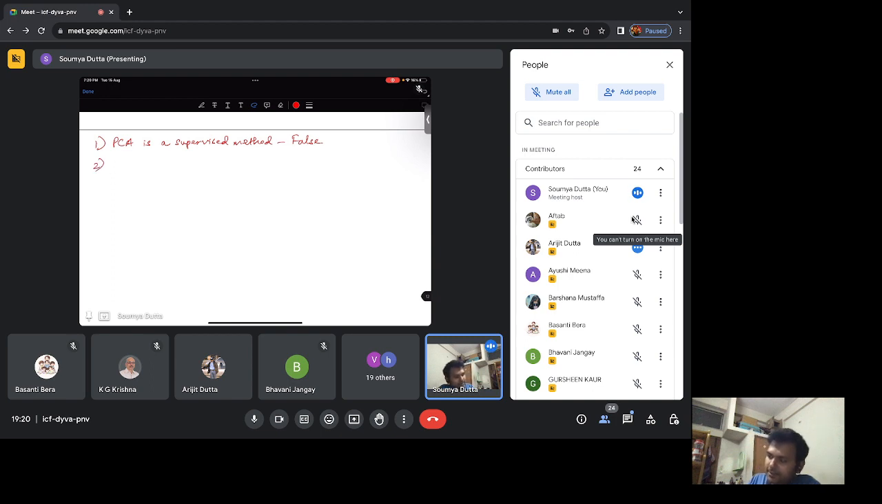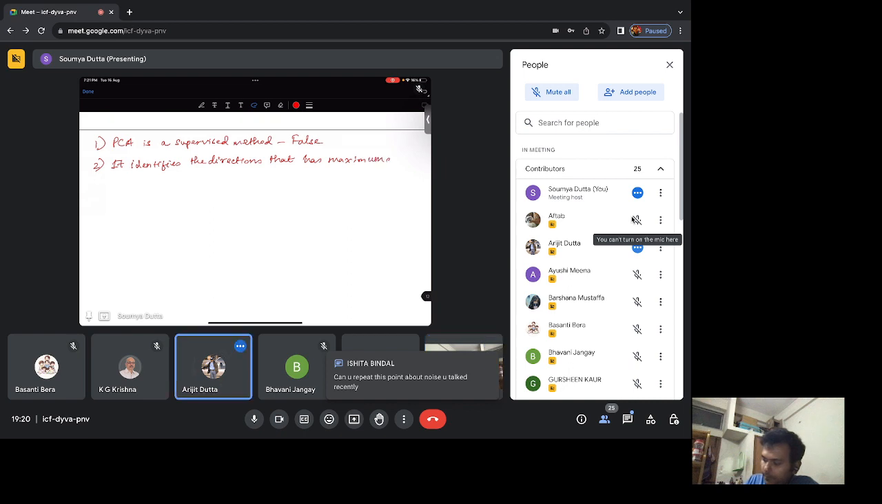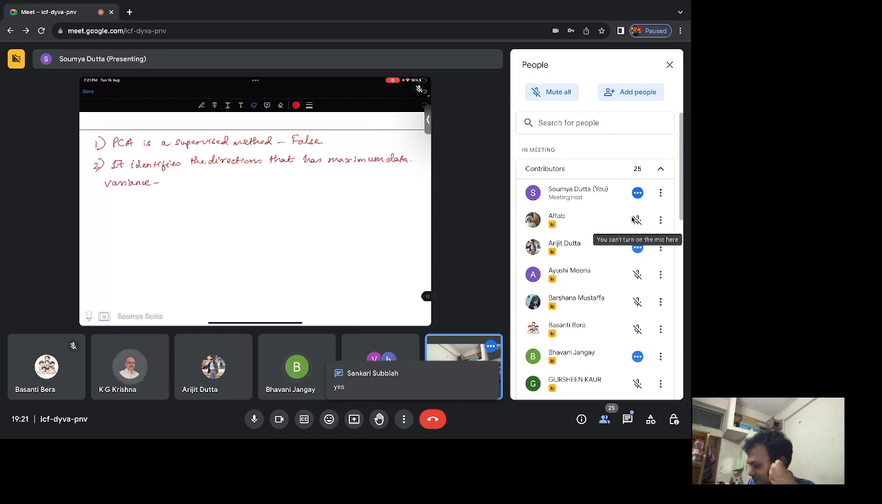The next is, I mean, this is the definition of PCA, so of course this has to be true anyway. It identifies the directions that have maximum data variance. So is this true or false? Okay, somebody is saying yes. So yeah, this is true. This is how PCA is defined.